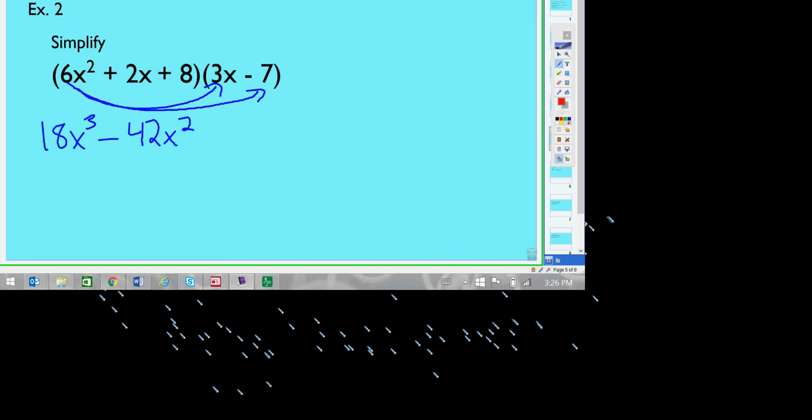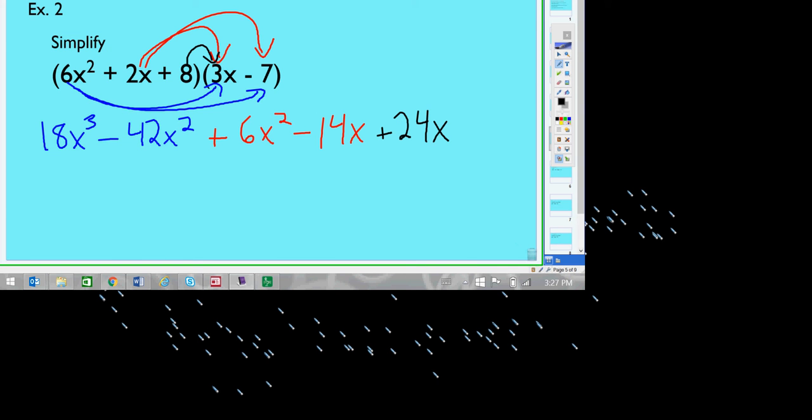And let's go to the next term. 2x times 3x is 6x squared. See some like terms there? And then minus 14x. Okay, and then thirdly, we'll just go with the black marker here maybe. 8 times 3 is 24x. And then minus 7 times 8, 56.